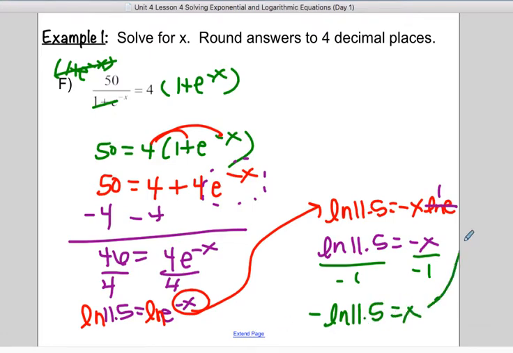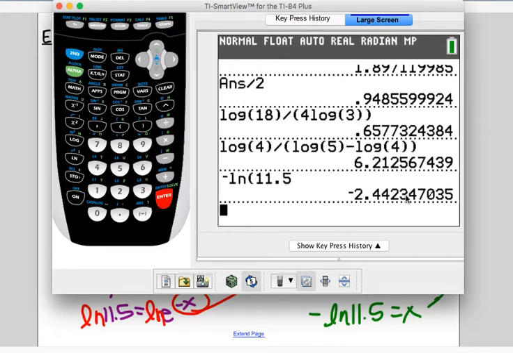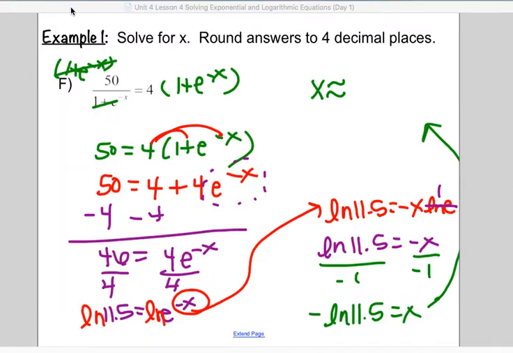We're going to type this into our calculator to get what x is approximately equal to. And we would type negative ln of 11.5 and hit enter. 2.4, okay, the fifth one is a 4, so then it stays the same. So negative 2.4423.